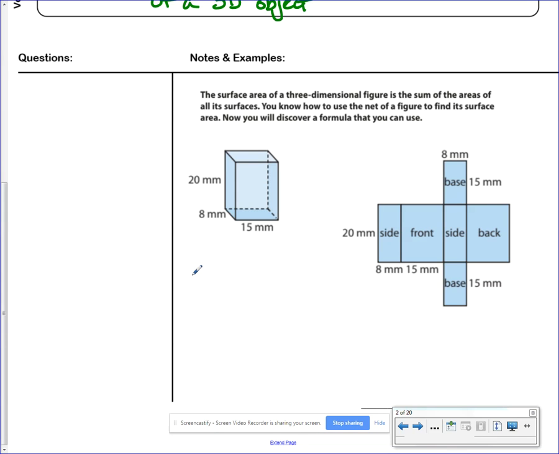So let's take a look at this first one. Surface area of a three-dimensional figure is the sum of the areas of all of its faces or surfaces. You know how to use the net of a figure. All right, look here. This is called the net, and basically it's a two-dimensional representation of something 3D. It's just laid out flat on the table. So now we just have to make use of this and see if there's some sort of way we could come up with a formula even.